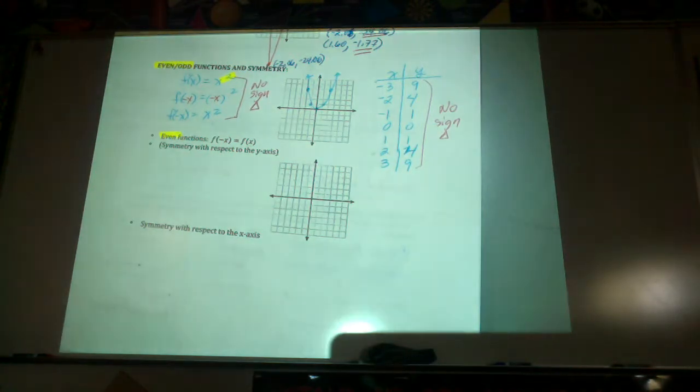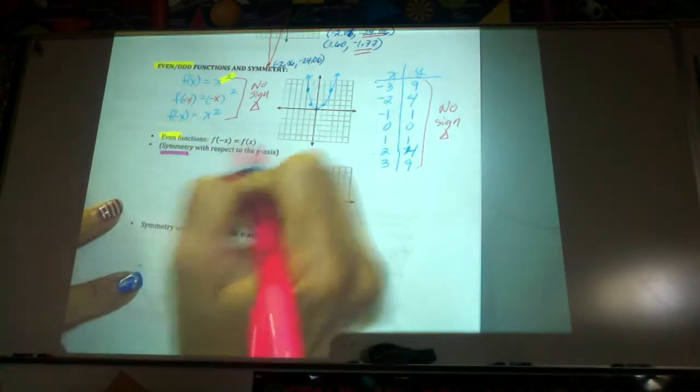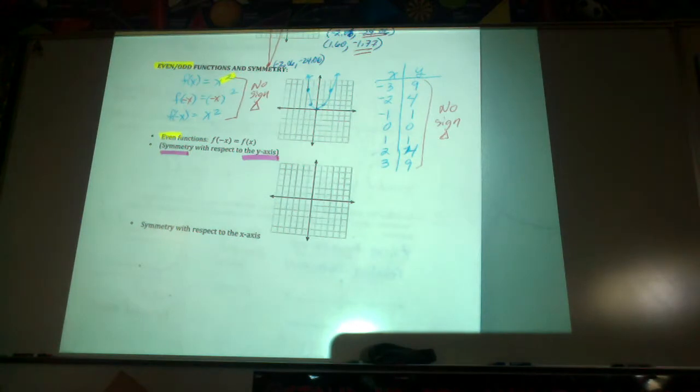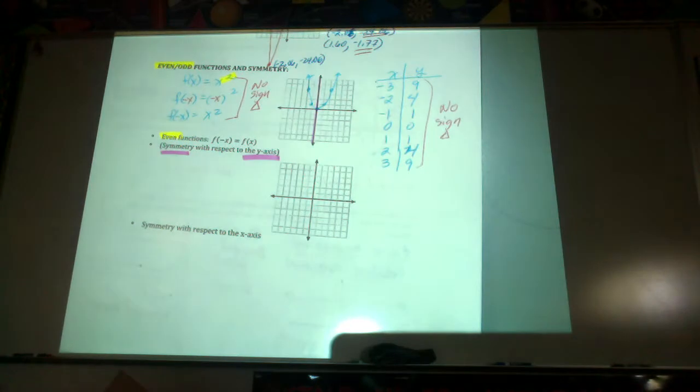So when you look at the graph of an even function, even functions are symmetrical with respect to the y-axis. In other words, I could make a fold on the y-axis, and the graph will fold onto itself. Is the y-axis the axis of symmetry for that parabola? Yes. So this parabola is symmetrical to the y-axis. So all of those three things tell me it's an even function.